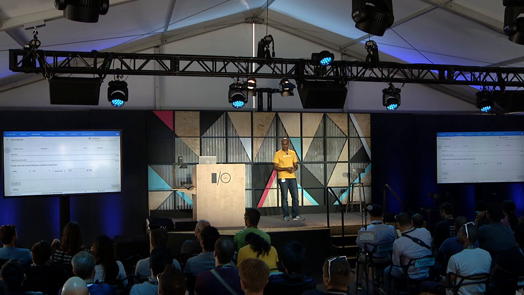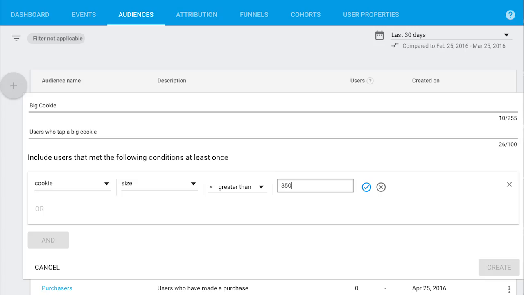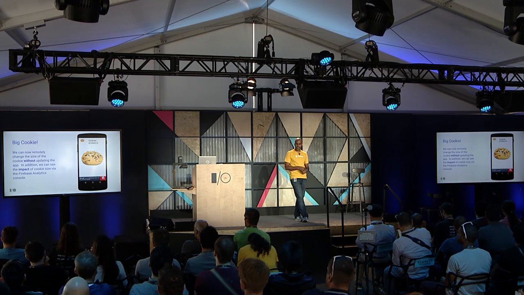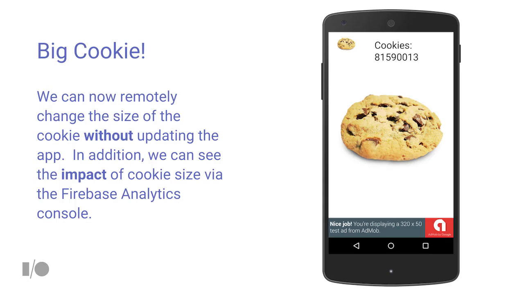Finally, here I'm creating the cookie size, and what I do here is I associate the cookie size that I'm logging with an audience in Firebase Analytics. So I have these two groups of users that I can then segment my reports by. Okay, great. So now I've got a big cookie in my game without updating it. So I could try other cookie sizes if I wanted without redeploying the app. I could also measure the impact of the cookie size through the Firebase Analytics console as well.